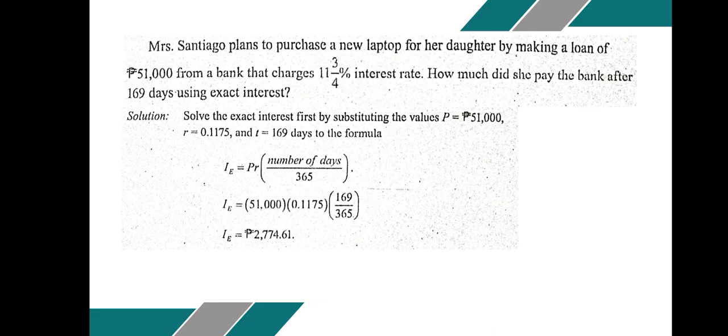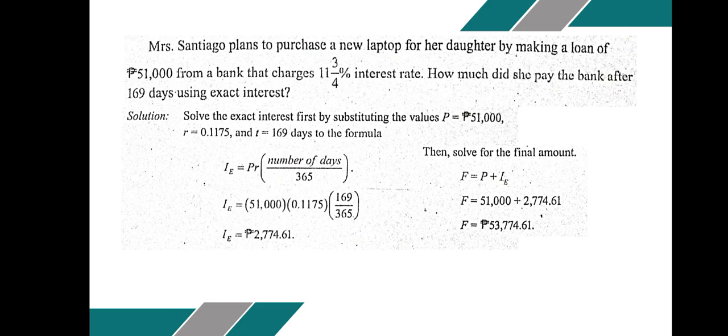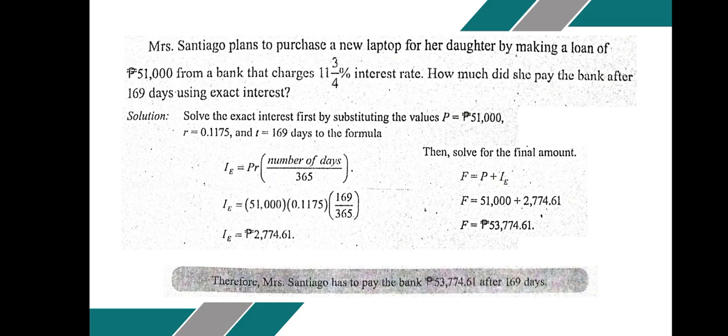Santiago is 2,774.61. So, hindi pa dyan nagtatapos, no? So, solve natin yung final amount. So, from the principal plus yung exact interest, so 51,000 plus 2,774.61, that is a total of 53,774.61. So, therefore, Mrs. Santiago has to pay the bank 53,774.61 after 169 days. So, ganun lang yung pag-solve ng exact at saka ordinary interest.